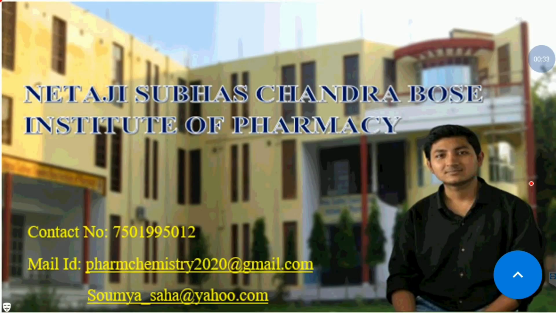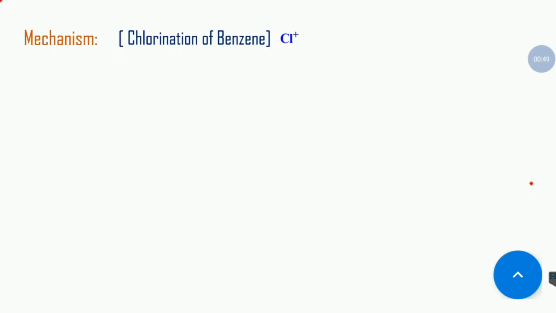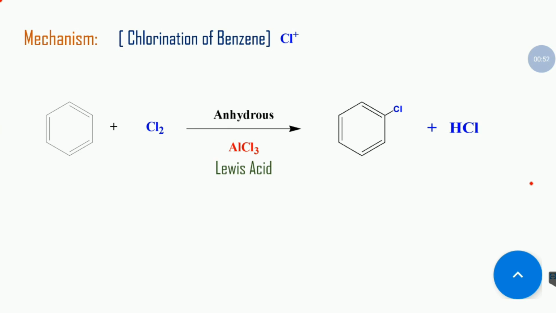In our last class, we studied the mechanism involved in halogenation of benzene. That is, we took the example of chlorination of benzene with a chlorine electrophile, right? So this one. Today we will discuss some important points related to this mechanism, as well as to our upcoming topics, that is the mechanism of nitration, sulfonation, and Friedel-Crafts as well.